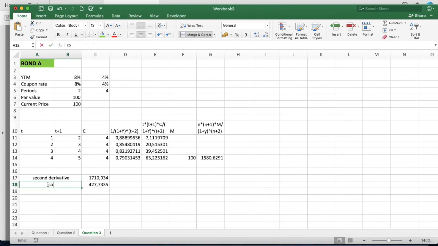Before proceeding to that one, we should first compute the convexity measure. It is equal to the second derivative divided by the current price. Now we move to the annual convexity measure.